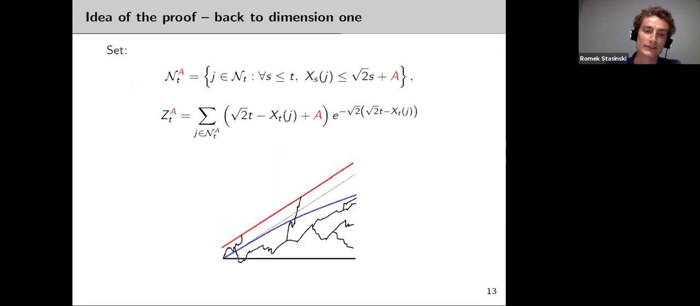How do we do this in practice? Let's define a set N_t^A by analogy to the set N_t defined at the beginning. So basically, this is the set of all the particles that until time t haven't hit the barrier square root of s plus A. So in other words, all the particles that stay below the red line until time t. And by Z_t^A, we define an analog of the derivative martingale, where we have an additional term A in the bracket, and we sum only over particles that are still alive at time t. So over particles that haven't hit the red line until time t.